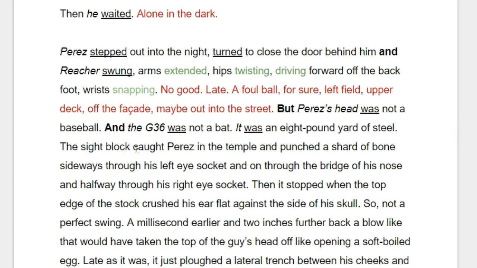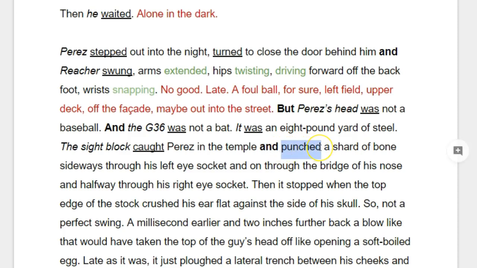is interesting. The sight block caught Perez in the temple and punched a shard of bone sideways through his left eye socket and on through the bridge of his nose and halfway through his right eye socket. Okay, deliciously brutal. So what have we got here? We've got a verb, and what caught? The sight block caught. Then we've got an object, Perez, in the temple and punched. Oh, and we've got a fanboys.